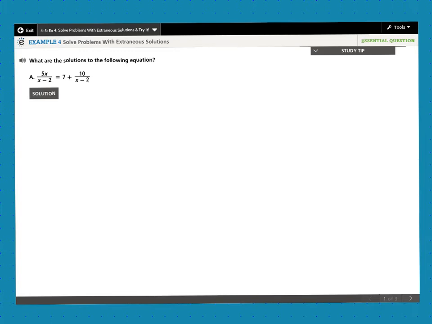Okay, what are the solutions to the following equation? Notice here it says that we're trying to solve problems with extraneous solutions. So there are mistakes in your final conclusions, and you have to find a way to double check it. Now in this case, we're asked to solve this. What's the domain for this problem? Obviously, x cannot equal 2. So let's begin solving it.